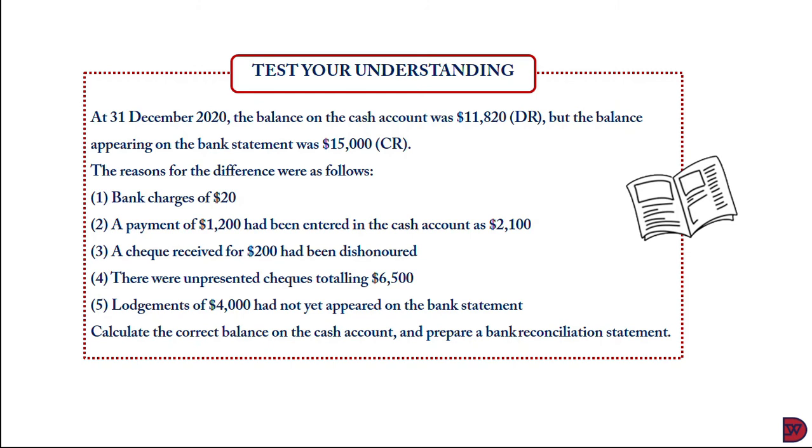A check received for $200 had been dishonored. There were unpresented checks totaling $6,500. Lodgement of $4,000 had not yet appeared on the bank statement. Calculate the correct balance on the cash account and prepare a bank reconciliation statement.